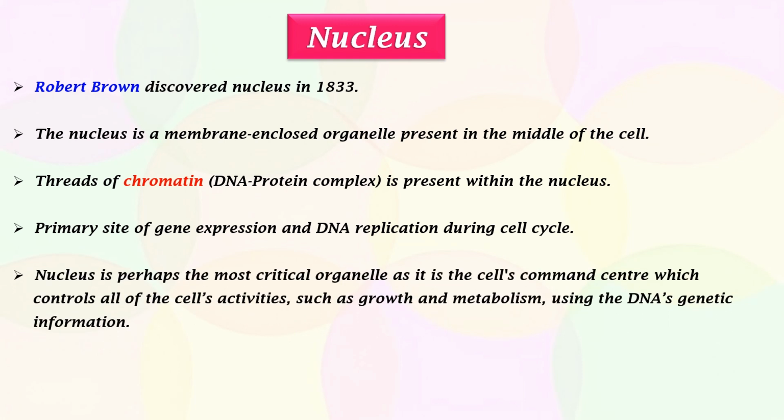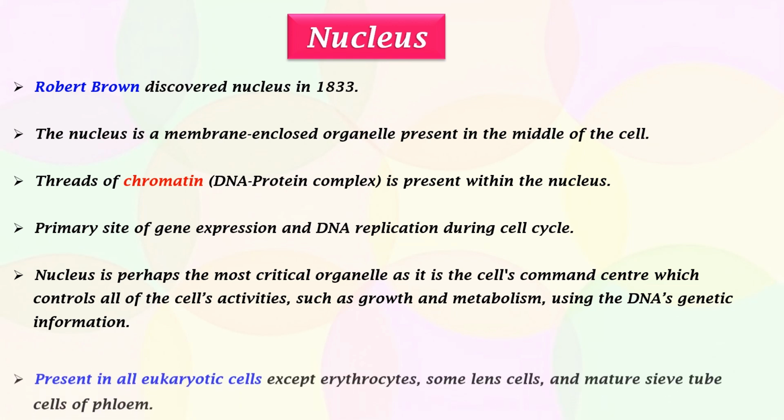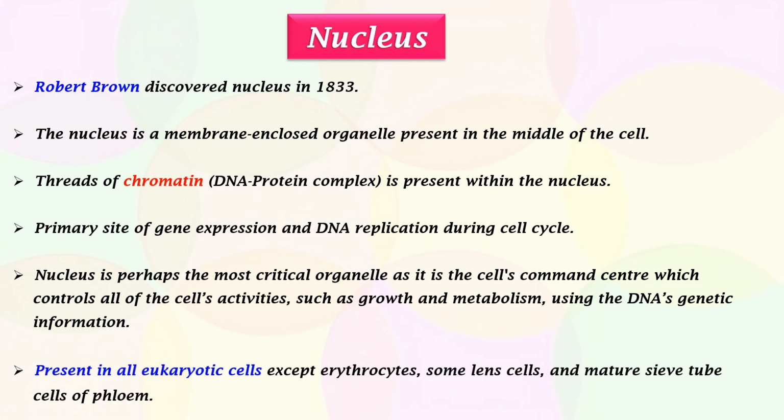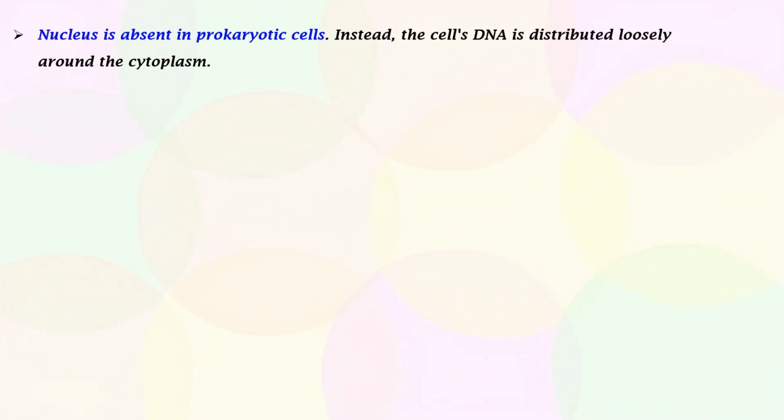It is perhaps the most critical organelle as it is the cell's command center which controls all of the cell's activities, such as growth and metabolism, using the DNA's genetic information. All eukaryotic cells contain nucleus except a few cells, such as erythrocytes, some lens cells, and mature sieve tube cells of phloem. Prokaryotic cells lack nucleus. Instead, the cell's DNA is distributed loosely around the cytoplasm.